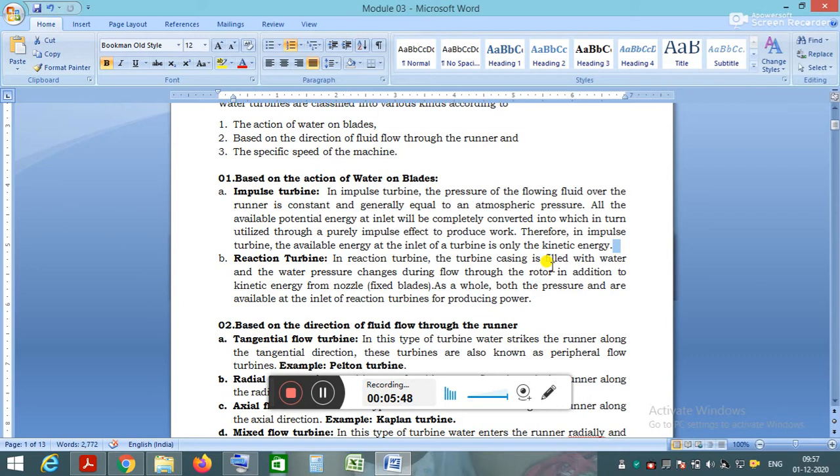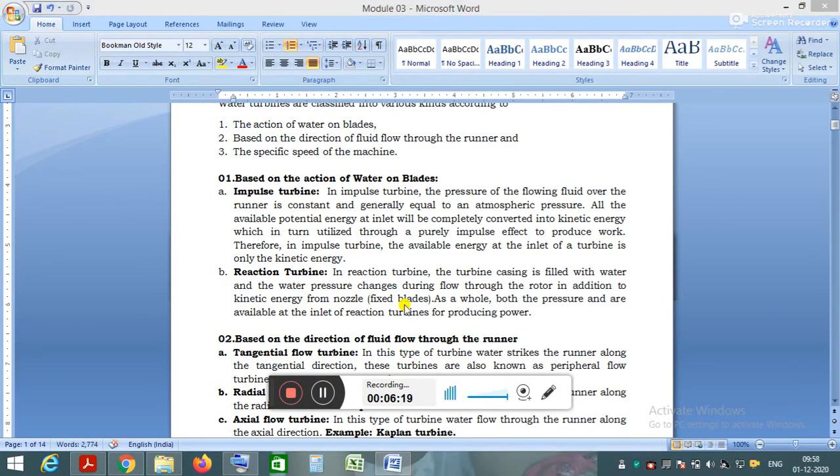All the available potential energy at the inlet will be completely converted into kinetic energy, which in turn is utilized through a purely impulse effect to produce work. All the kinetic energy which is converted in the nozzle is utilized when it is flowing over the turbine blades, and which produces the impulse effect.